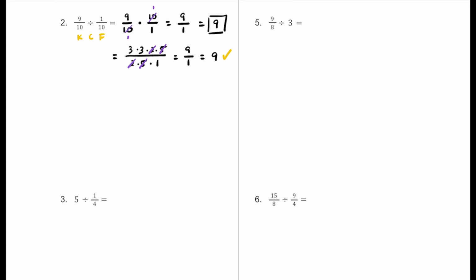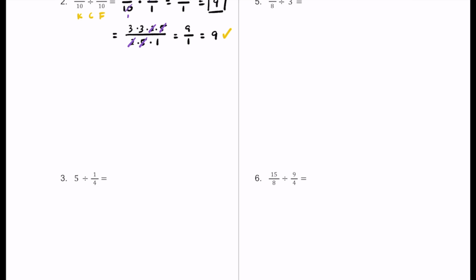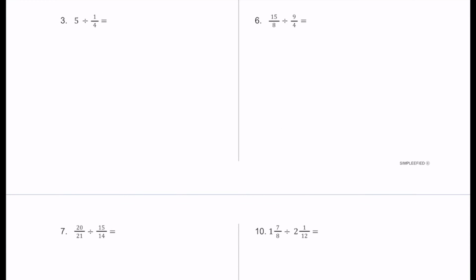Okay. If you take a look at number 3, we have 5 divided by 1/4. So we've got to keep this 5 and rewrite this. I'm going to go ahead and write it like this, though. This 5 is really 5/1, and we're going to divide that by 1/4. Right? Now, we just had to rewrite that 5 as a fraction, so 5/1. Then we're going to go ahead and keep this, change this, and flip this.